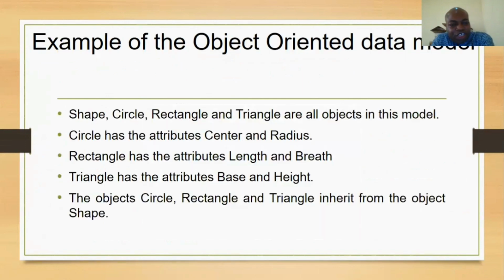So see an example. Shape, circle, rectangle, and triangle are all objects in this model. Circle has the attributes center and radius. Rectangle has the attributes length and breadth. Triangle has the attributes base and height. The objects circle, rectangle, and triangle inherit from the object shape. Okay, all right. So when we have shape as an object, from the shape we will now derive circle, rectangle, and triangle. Okay.